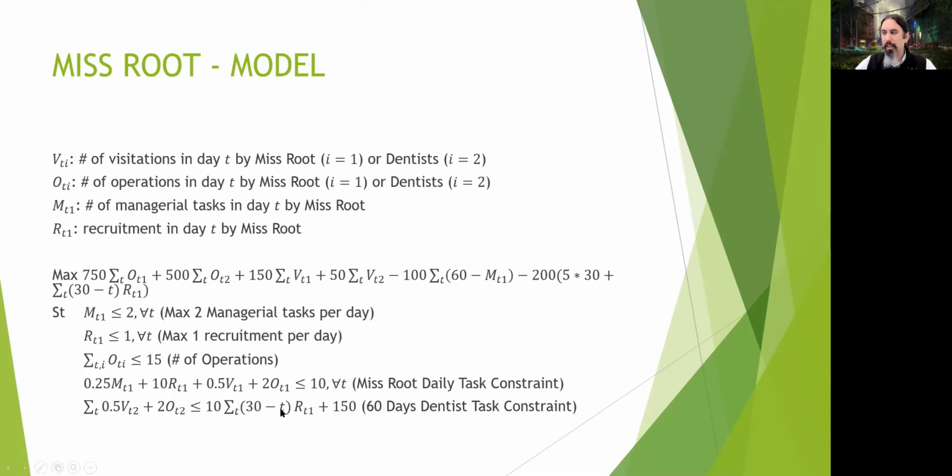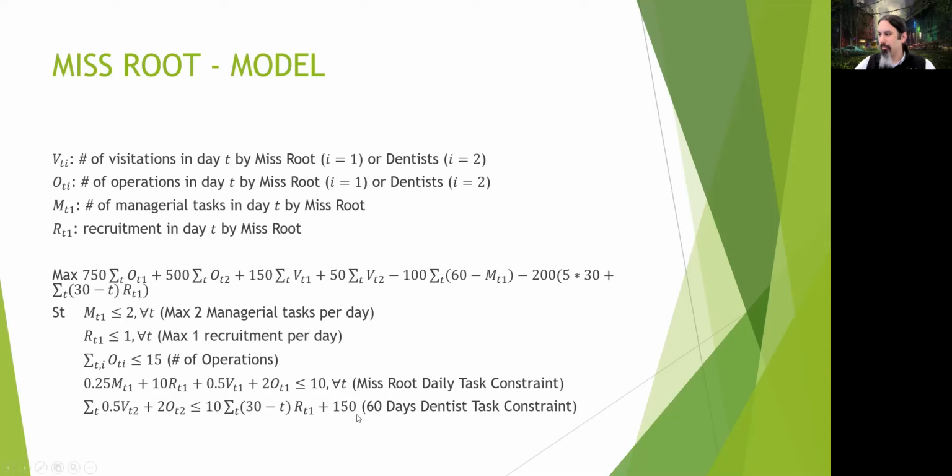So it should be 30 minus T. T is the recruitment day over here. So for each T, if there's a recruitment, if this value is 1, you are working for this many days. Okay, if this value is 1, 30 minus T days times 10 hours. This is the amount of hours added to my 1,500 hours of work I have available from 5 dentists.